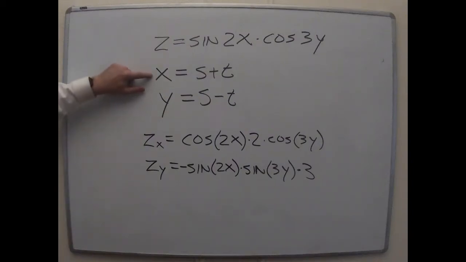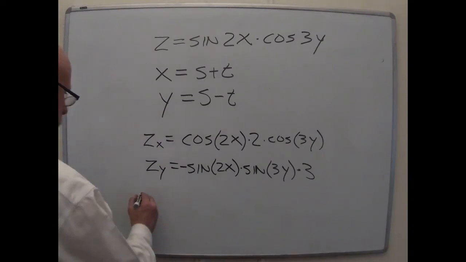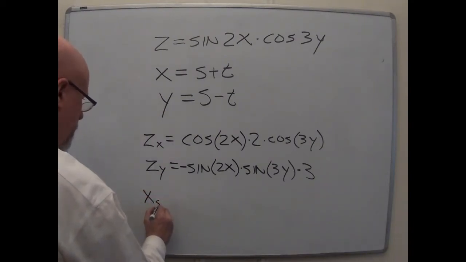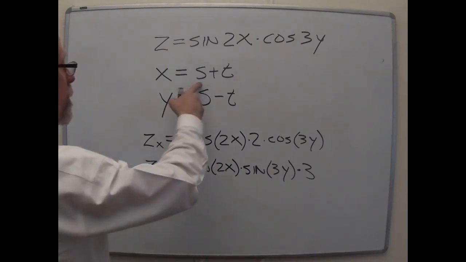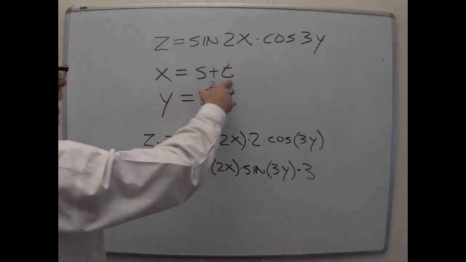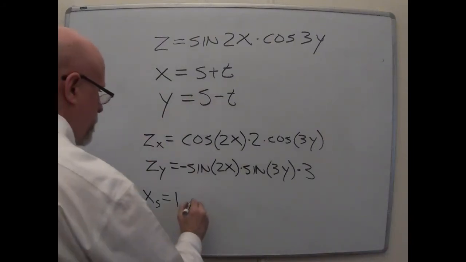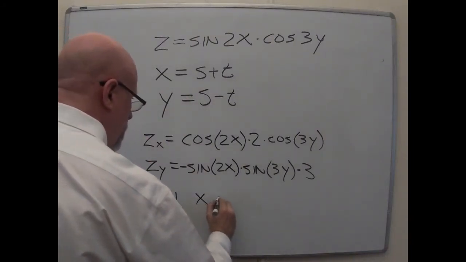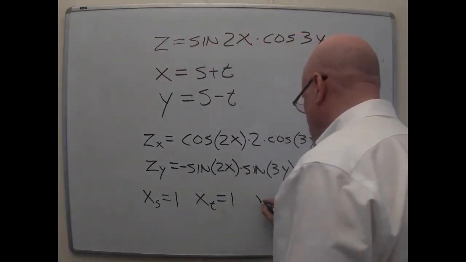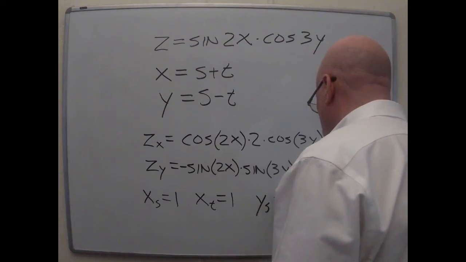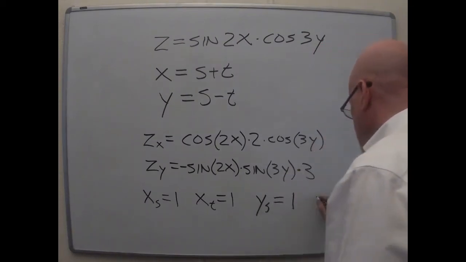We're going to need x sub s, x sub t, y sub s, and y sub t also. Those are quick. X sub s is 1, right? Because the derivative of the variable plus a constant, the constant goes away, the derivative of the variable is 1. X sub t is also 1. Y sub s, that's 1. A lot of 1s. But y sub t is negative 1.